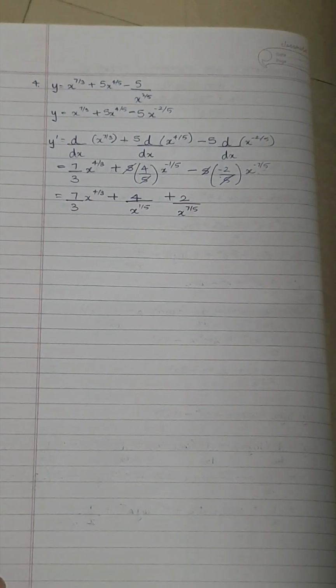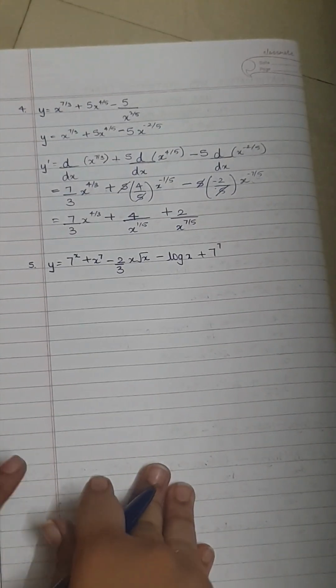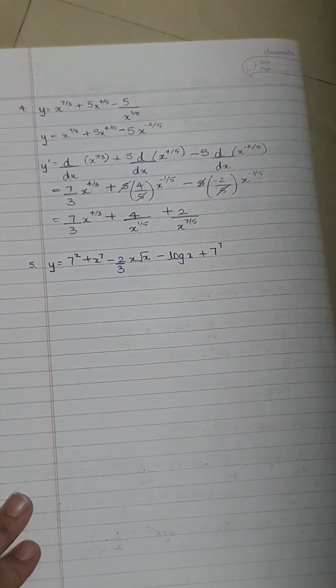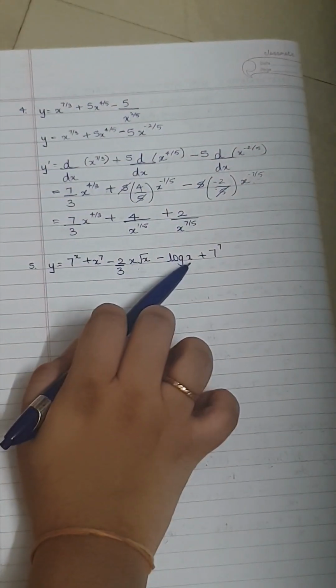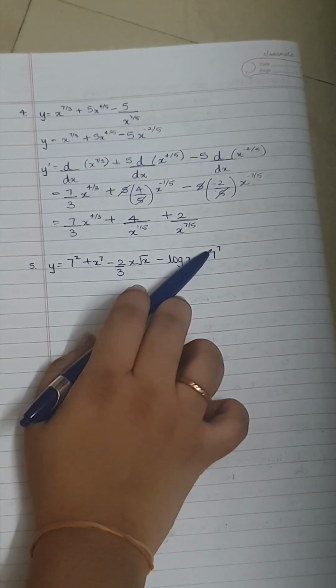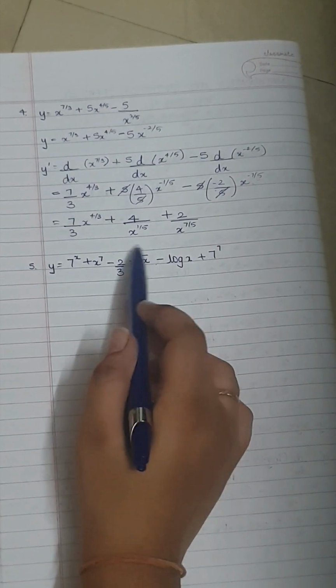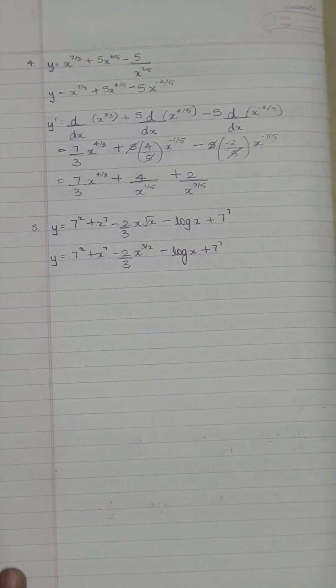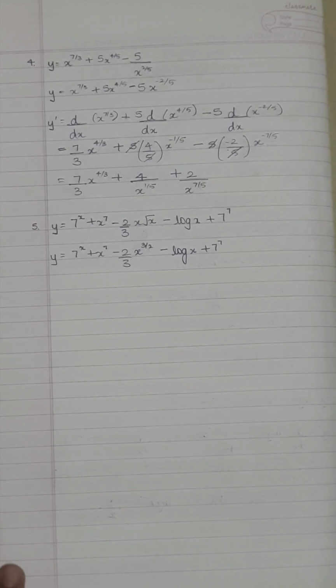Moving on to question 5. Okay, so here we have question number 5. First, let's simplify it because we hate our variables when it's like two variables together, and over here it's log and this is 7 raised to 7, which is basically a constant. So what we hate here is basically this term where. So here we have simplified the 5th sub question and now it looks like this. Differentiating this is a cakewalk now.